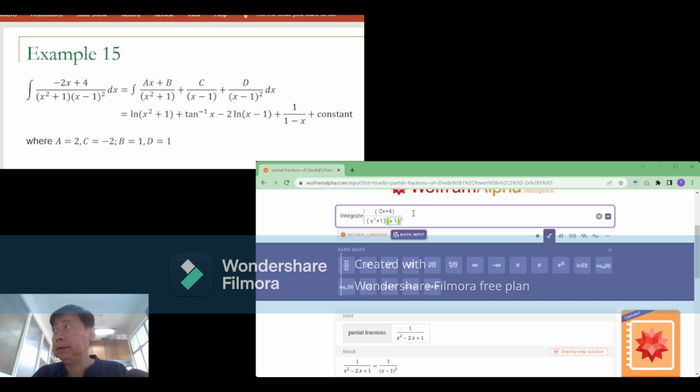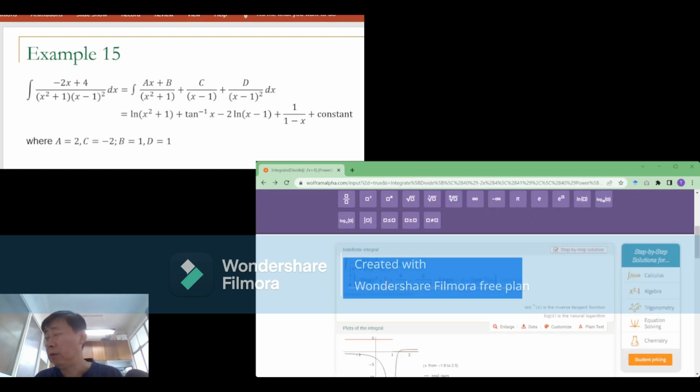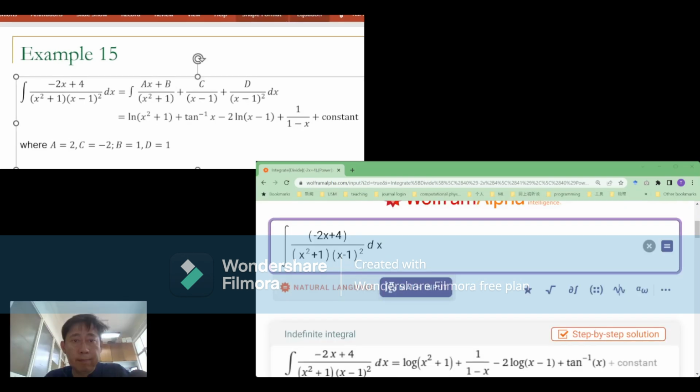So that is the integrand I want to integrate, and the variable of integration is x. Close the right bracket. That generates the mathematical symbol for performing the indefinite integral. I'll press shift enter and wait for a while. What you see here in the blue highlight is the result of the integration. Comparing the results from Wolfram Alpha and example 15, the analytical results in both cases are the same.